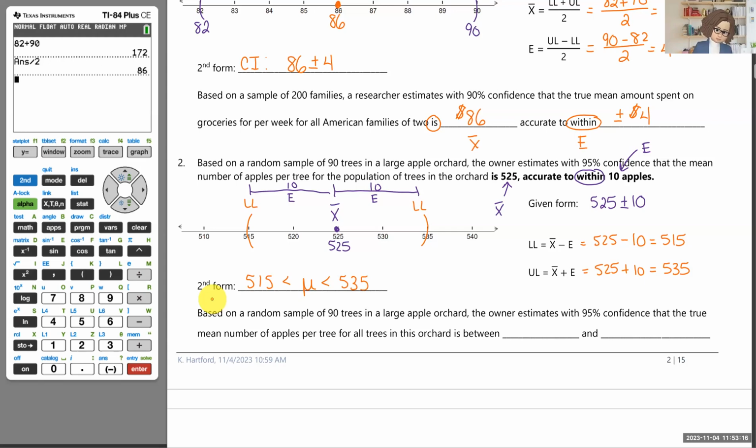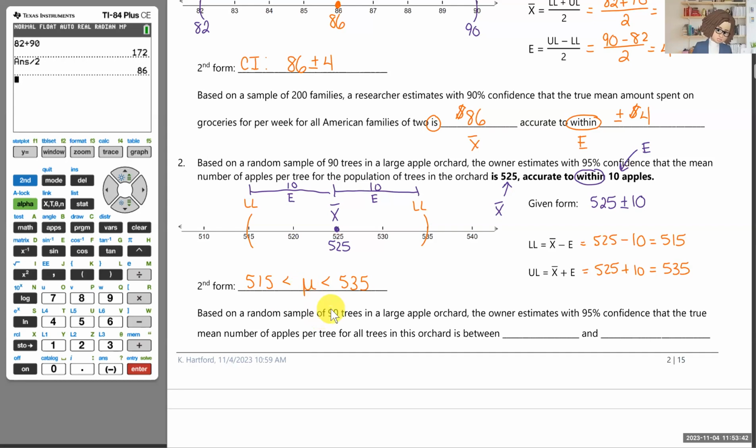So we really want to be careful with symbols. When we create the interval, it's based on X bar. So this was the sample mean. We're not estimating X bar. We know X bar for certain because we collected a sample. This symbol mu is the parameter that's being estimated. So the confidence interval is the estimate for mu.